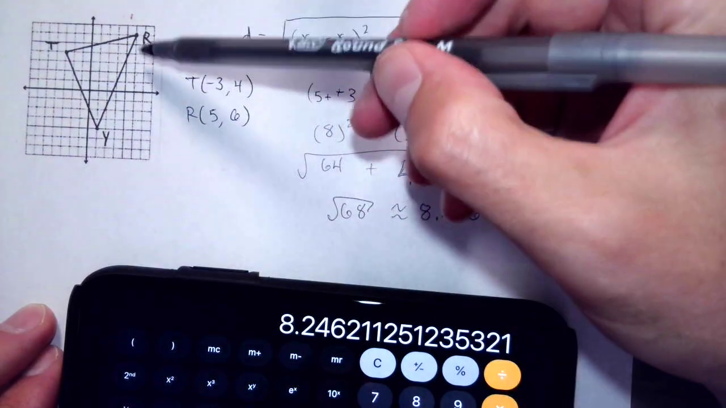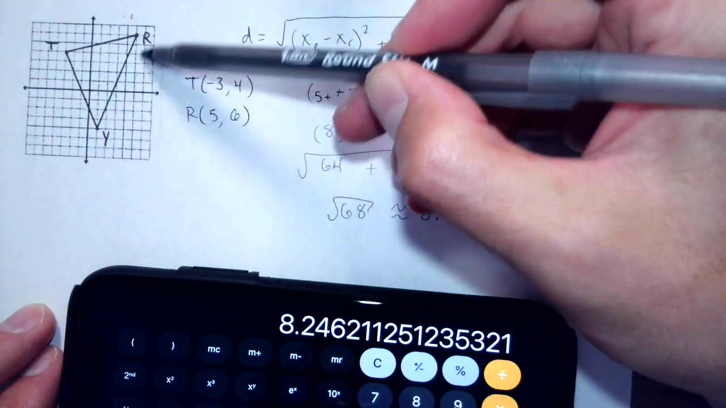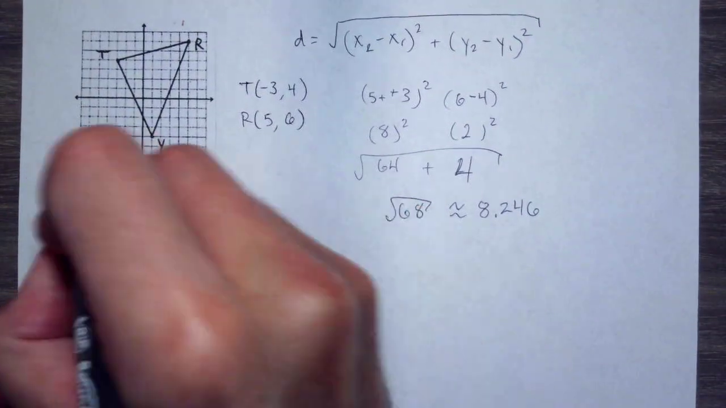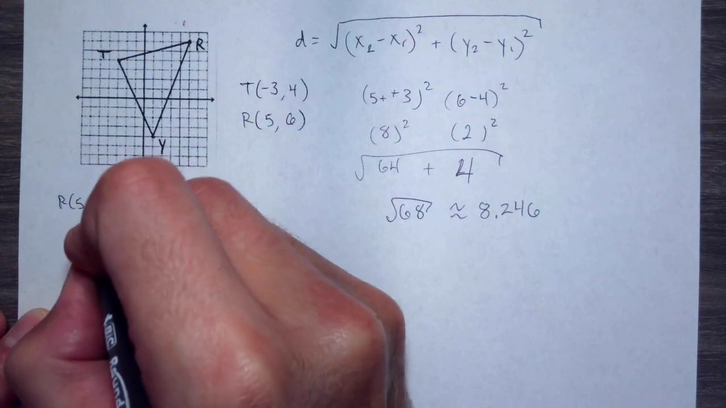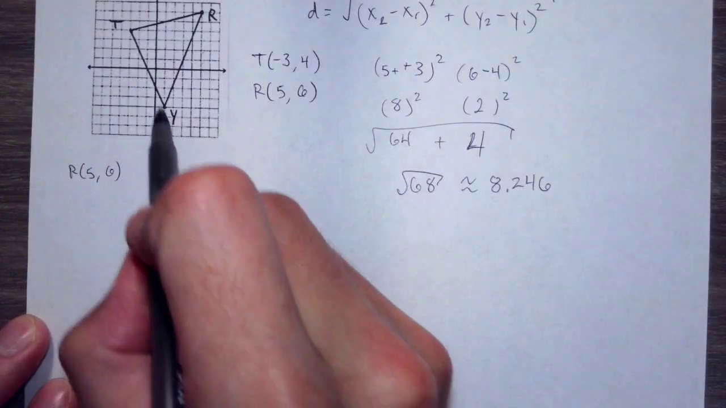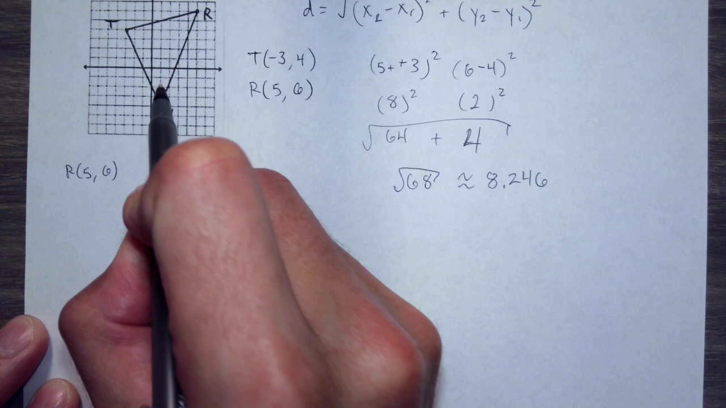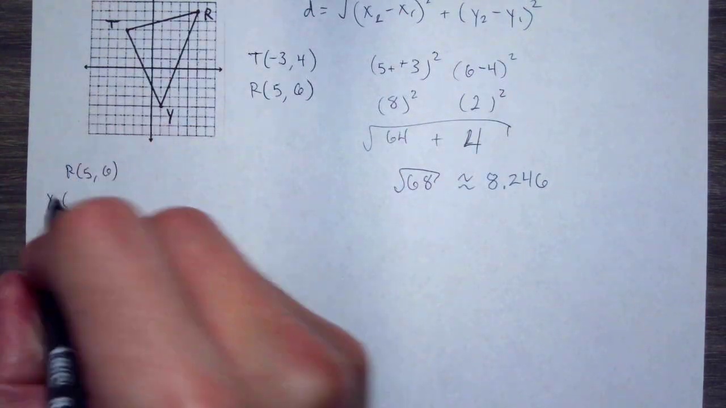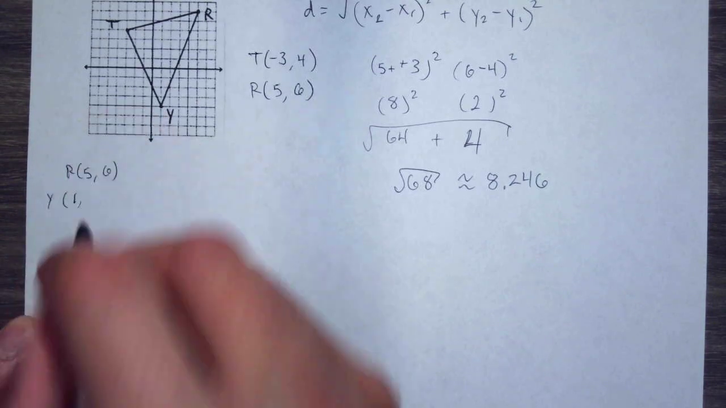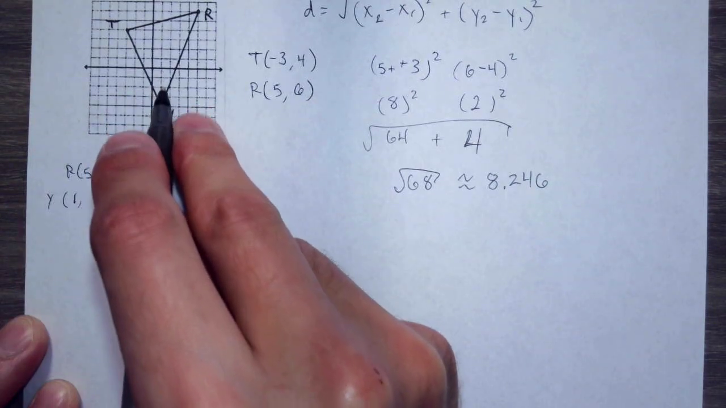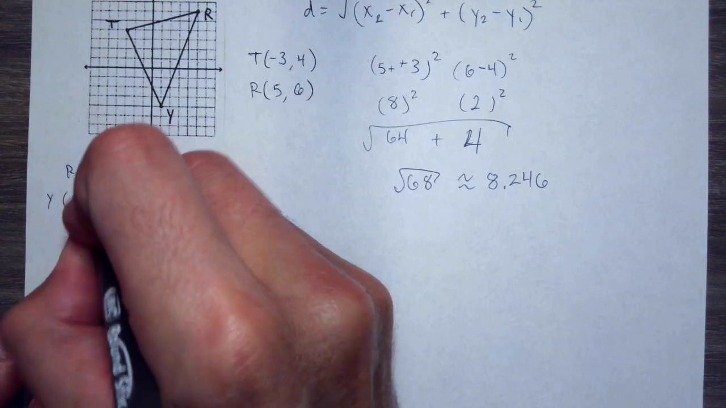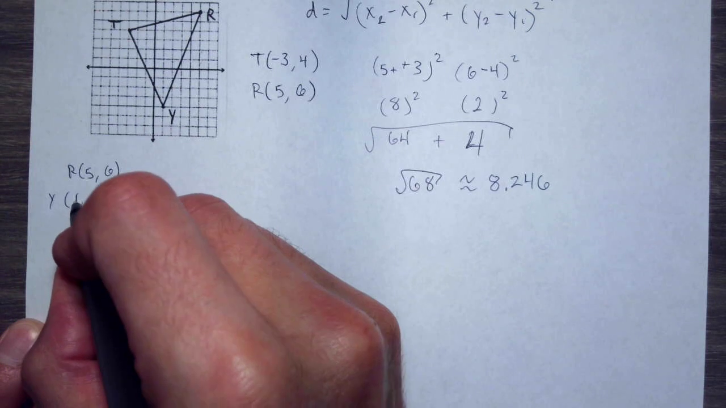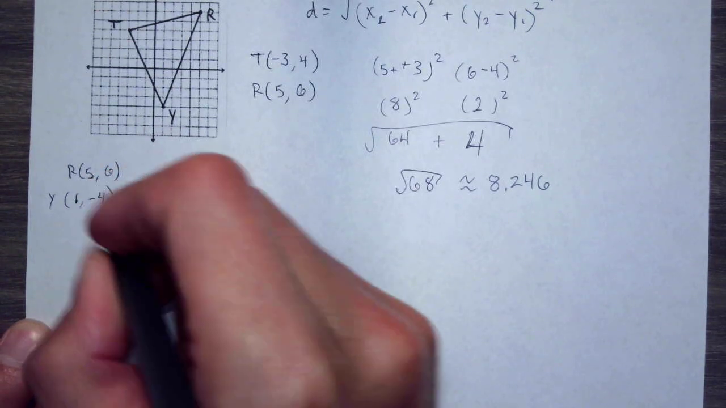And then the next one, I guess I'll do R and Y. So R, we already know, is 5, 6. Y is 1, -4, just to make sure. And then I'll find the distance between those two points. So again, I'll do x2 minus x1.